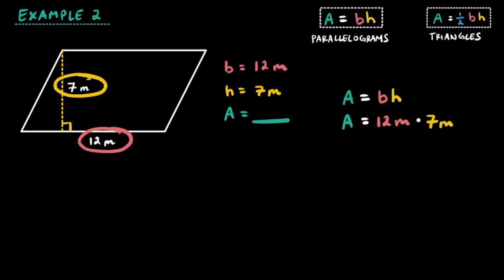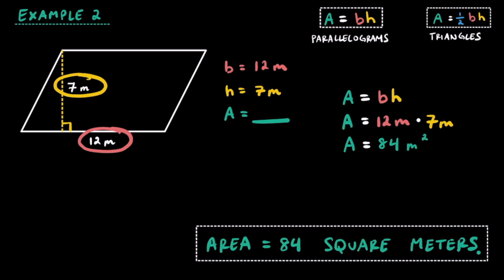Okay, now, next thing we're going to do is just multiply the numbers together, so if we multiply 12 times 7, that's going to be 84. I'm just going to go ahead and write that down. It's 84. And then meters times meters, that's going to be square meters. The area of this parallelogram would be 84 square meters. Basically, we can fit 84 of these 1 by 1 meter squares inside of this parallelogram.